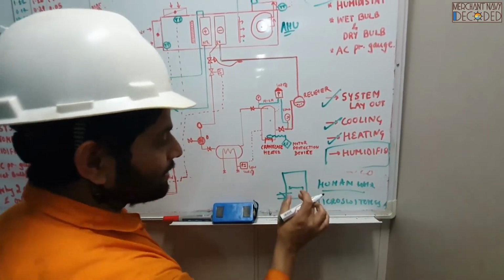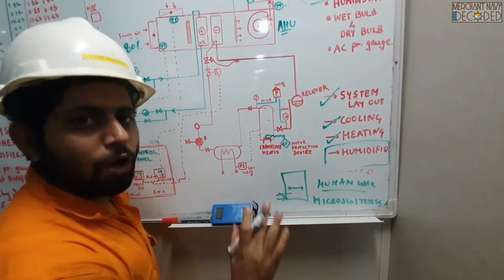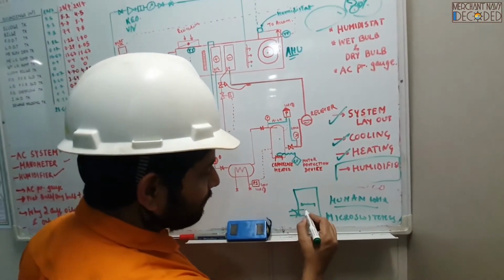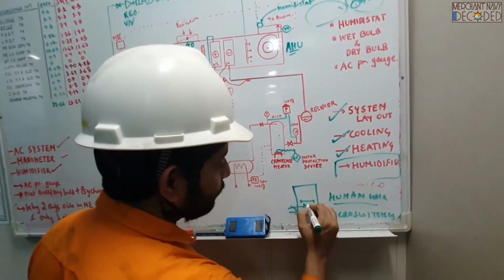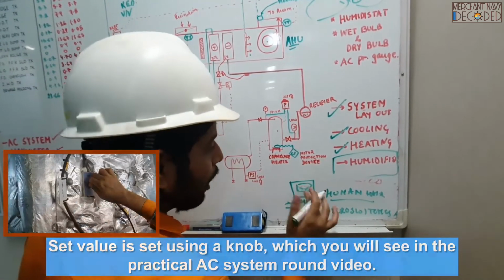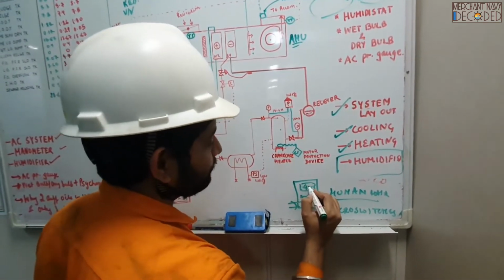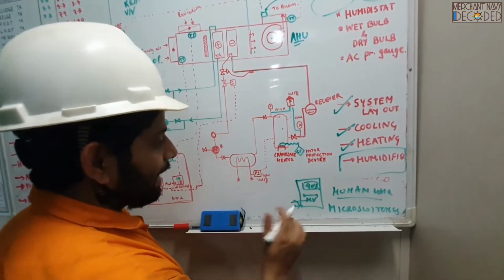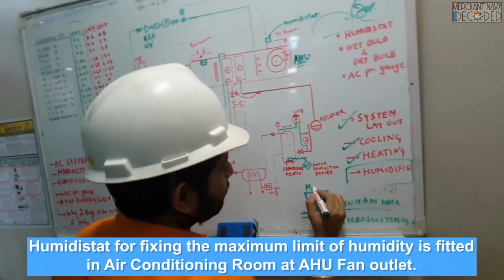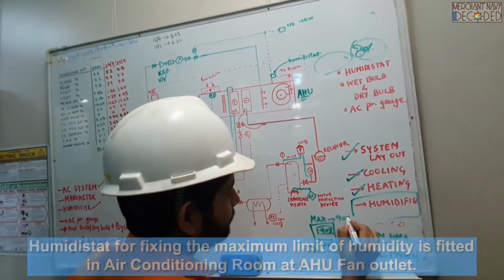So what it senses is how much humidity there is right now over here. This humidistat, when it senses the humidity and you have given it a set value. Now this is the measured value by the human hair, and you give it a set value by a screw, saying how much humidity I want maximum. Say 90%. And this is fitted over here. This is for the maximum one, that maximum humidity should be 90%.